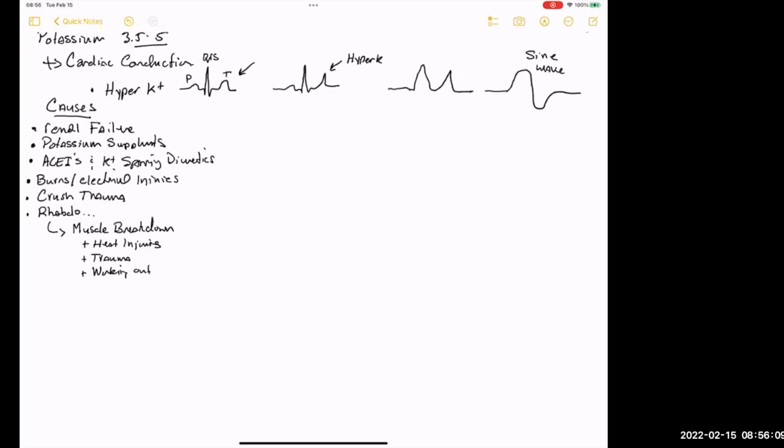So essentially, with the exception of renal failure, potassium supplements, and possibly diuretics, these are all things that cause a release of potassium ions. Most of the potassium in your body is within the cells. So whenever you have a large release of potassium, or you're not able to get rid of potassium, or you're gaining it faster than you're losing it, then you can develop hyperkalemia.